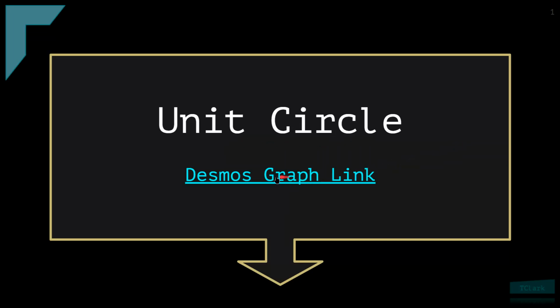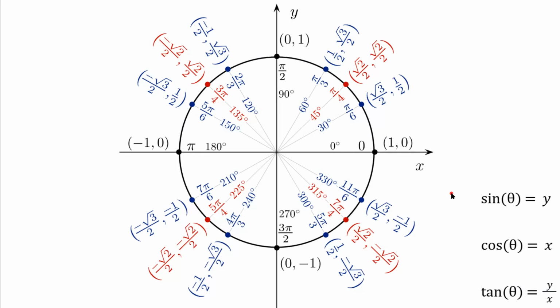I have a link to the Desmos graph that I made that I used to make these slides. But first off, here is the unit circle with a little bit of assistance down here. Sine of the angle is the y value, cosine of the angle is the x value, tangent of the angle is y over x. We'll go over that later.